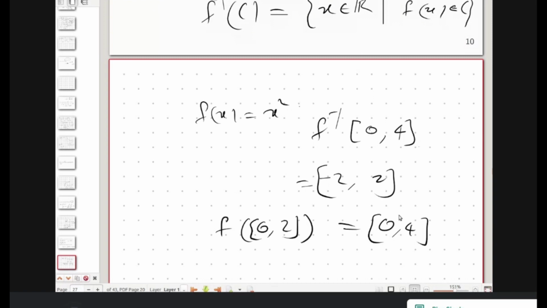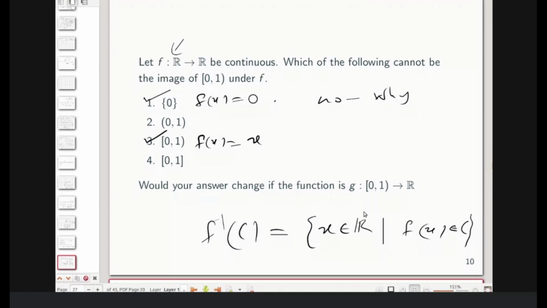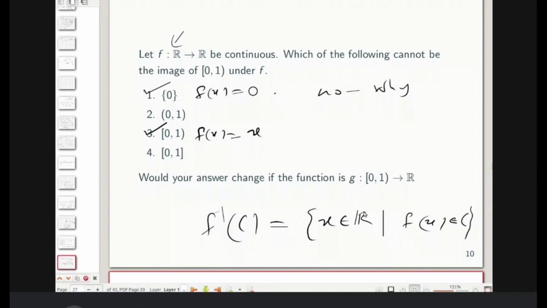If 2 is true, then it contradicts: the inverse image of (0,1) should be open. You see, that's what I am saying, Ria. If f of (0,1) is the image, okay, you are saying 2 and 4, right? So 2, I can more or less understand where it is coming from, but why are you saying 4 is also not possible?